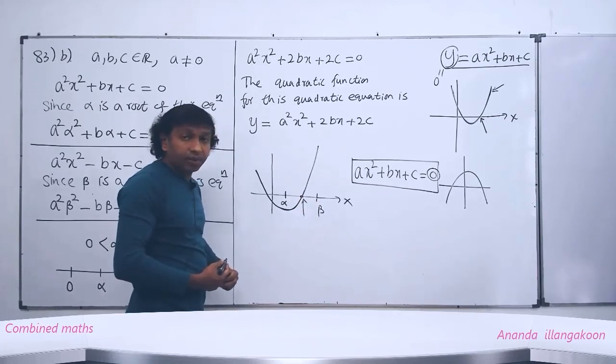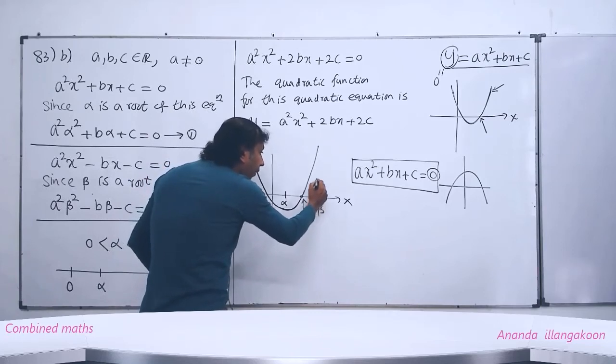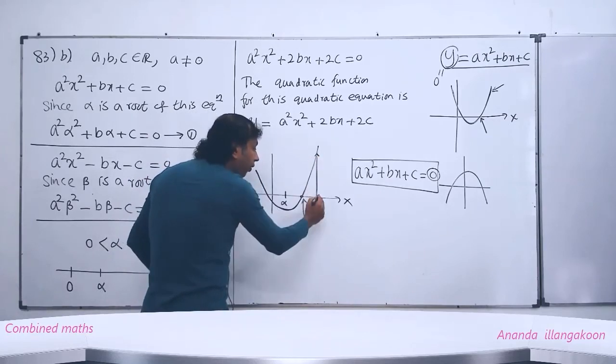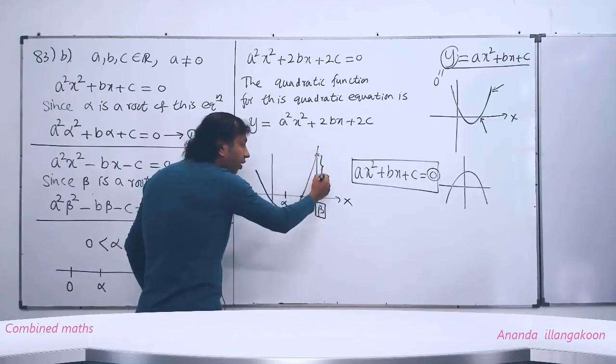Okay. Now here, look at this. When x equals beta, the y coordinate of the graph positive.